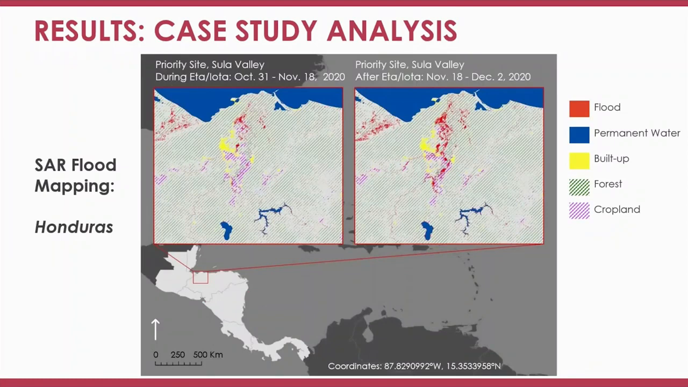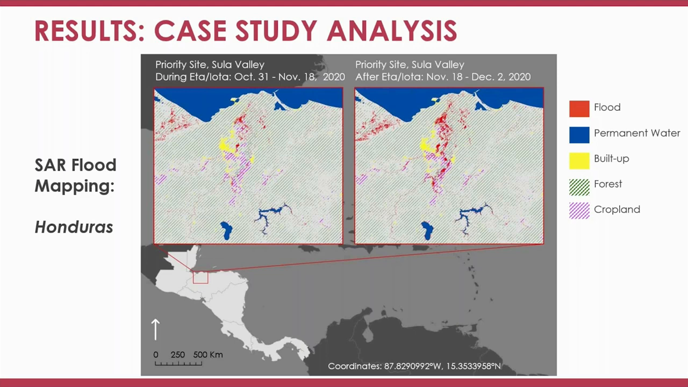For our SAR flood maps, we'll be looking at the Sula Valley region in particular. So as you can see, some similar patterns in flood extent during Eta and Iota and after Eta and Iota from the optical based maps. So some similar results here, but again, likely less overestimation of flood extent here, and also not as coarse of a resolution compared to some of the previous optical maps.